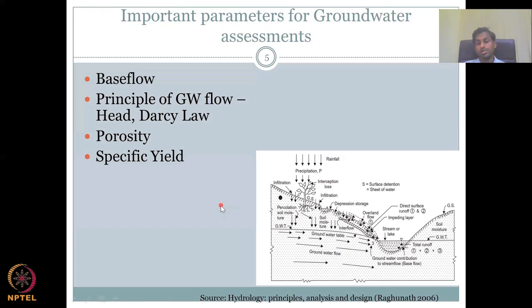Specific yield is another concept which is very important. It is the drainable porosity. How much water can be extracted from your aquifer is a function of your specific yield. The hydraulic conductivity is the ease by which water can move from one point to the other point. These are explained in Darcy's law, but we just need to understand that there is a property which allows the water to move through the system.